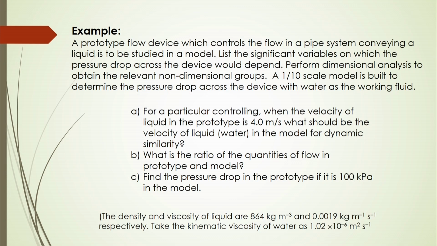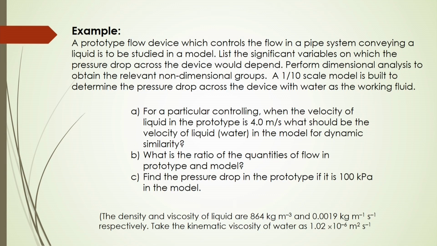Let us do an example in this case for analysis. A prototype flow device which controls the flow in a pipe system conveying a liquid is to be studied in a model. List the significant variables on which the pressure drop across the device will depend, and perform dimensional analysis to obtain the relevant non-dimensional groups. A 1/10th scale model is to be built to determine the pressure drop across the device with water as the working fluid.